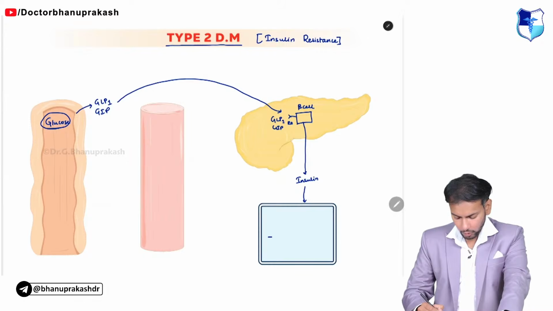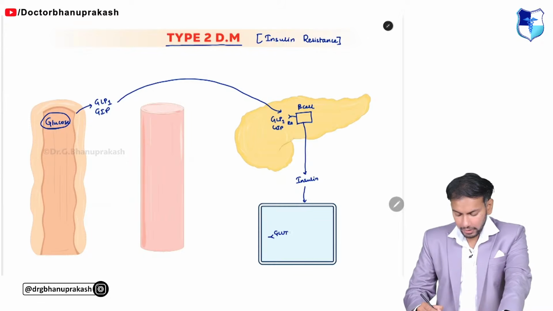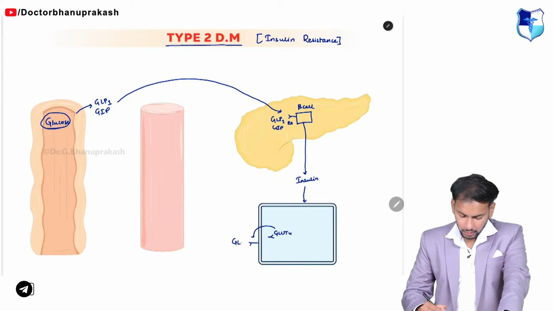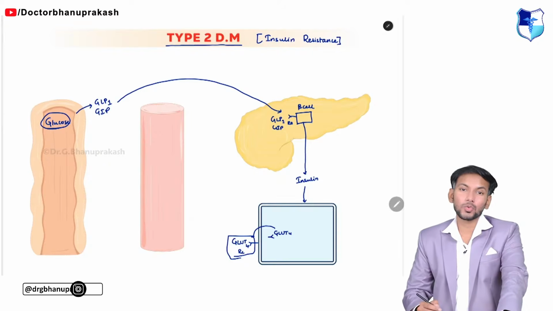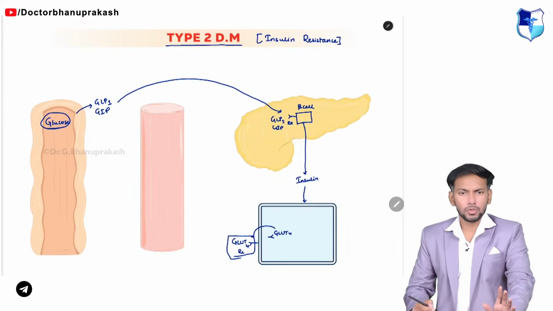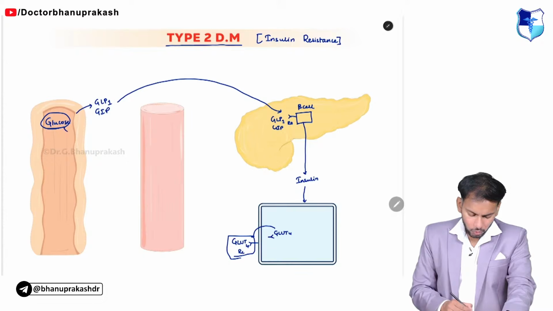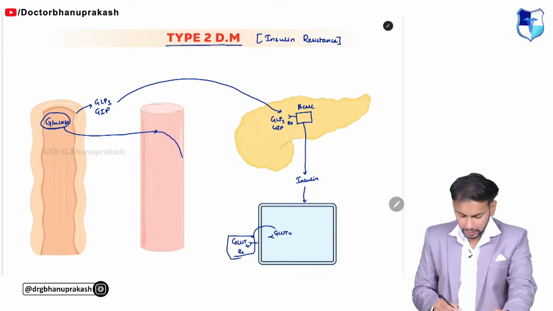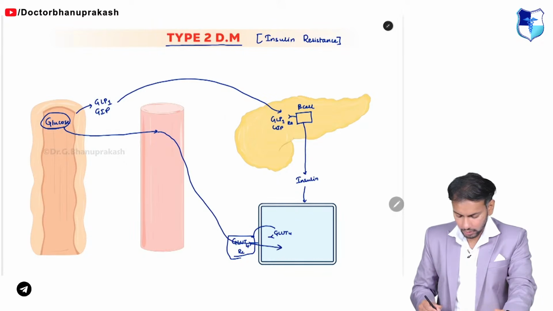Usually in the cells, GLUT4 receptors are present inside, but when insulin acts on the cell, it will cause GLUT4 receptor expression. So, what will happen now? This glucose will be absorbed into the blood. Yes, and from the blood, it will be taken into the cells via this GLUT4 receptor.